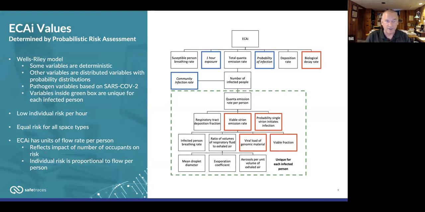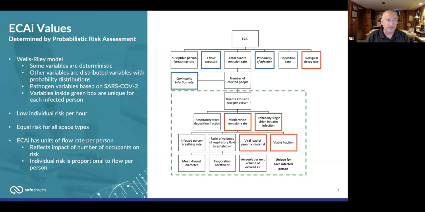We're using the Wells-Riley model. Some of the values are deterministic. We know the value, but others are distributed variables, like how much infectious material someone is emitting if they're infected in the space and they're at different stages of disease. There are lots of variables like that. We assumed SARS-CoV-2 pathogen characteristics. All of the things inside of that dashed green box are unique to each infected person, so we had to do a Monte Carlo analysis to get these values of ECAi.